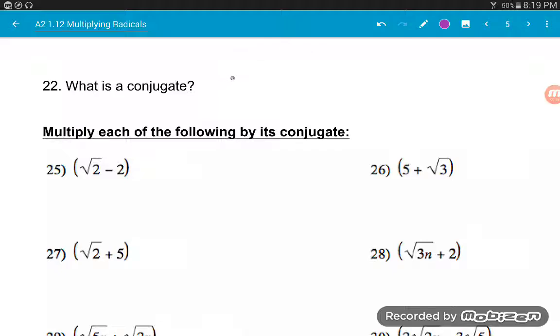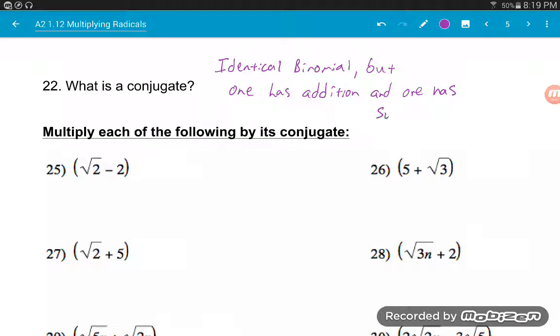A conjugate is an identical binomial, but one has addition and one has subtraction. So a couple of these examples are like for number 25, they gave us radical 2 minus 2. And they said multiply each by its conjugate. So when I find the conjugate, it's going to be the same exact thing, radical 2, but plus 2.